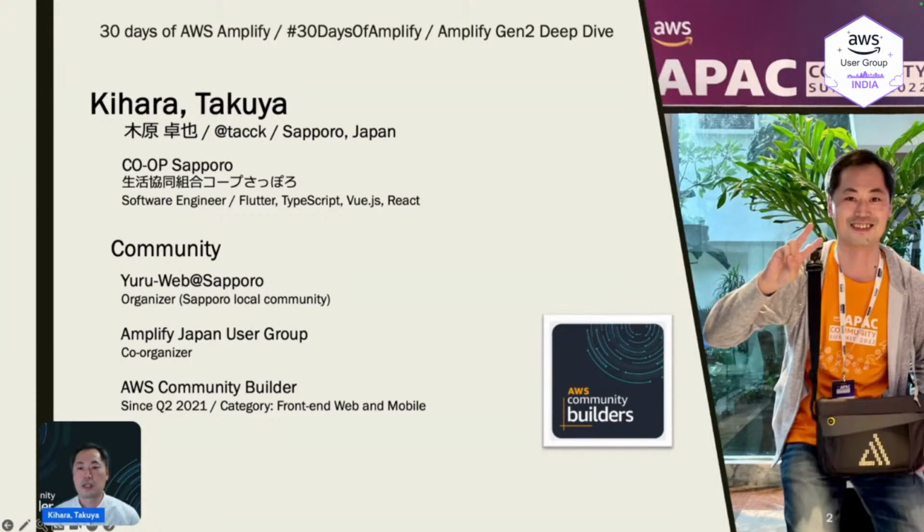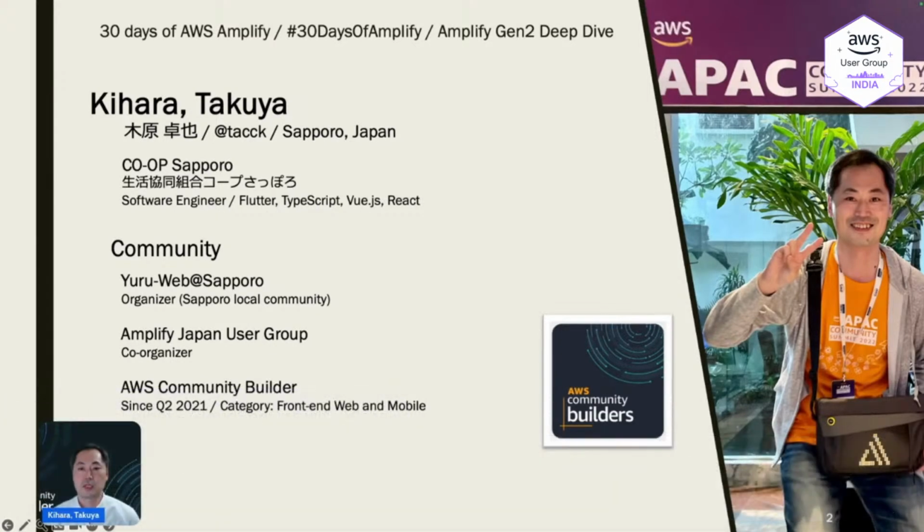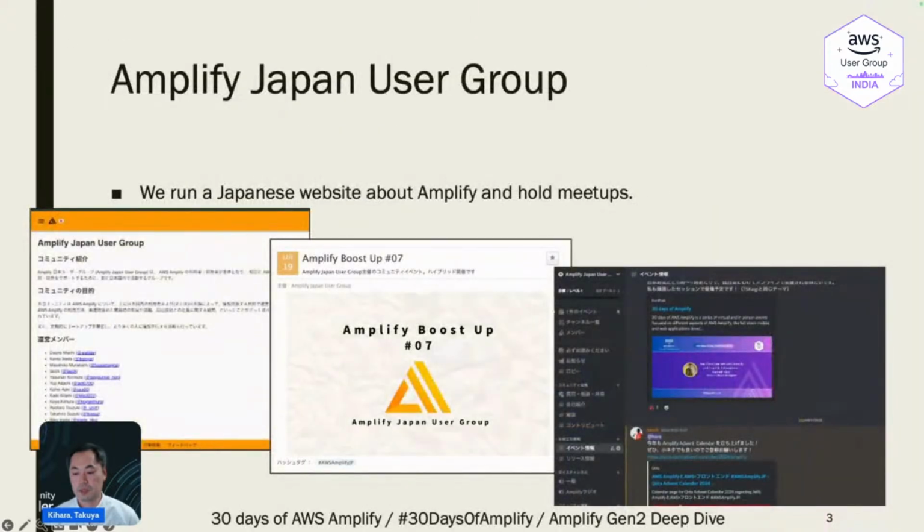The second is the Amplify Japan User Group, where we exchange information about Amplify and hold meetups. The third is the AWS Community Builder Program. I think there are members of this in the AWS User Group India. Participating in this program can also get advanced information about AWS. As I mentioned, we at the Amplify Japan User Group exchange information about Amplify and hold meetups in Japan. We also communicate using Discord.